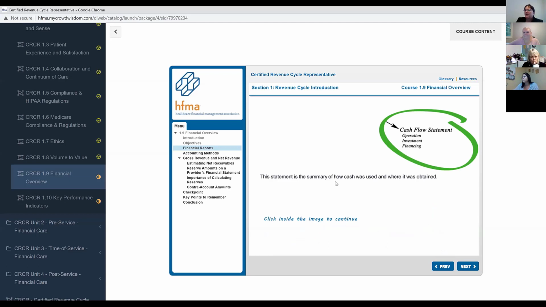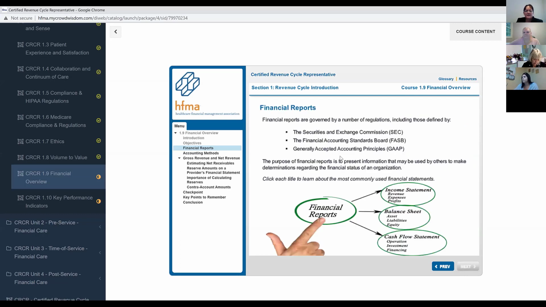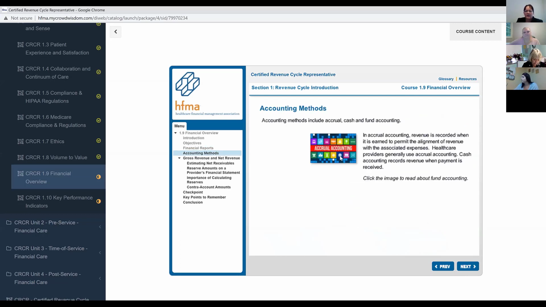The accounting methods is the next screen. We're on an accrual basis of accounting, which means we are reporting our revenues and our expenses when they are earned or expended, not necessarily when the cash is outlaid.